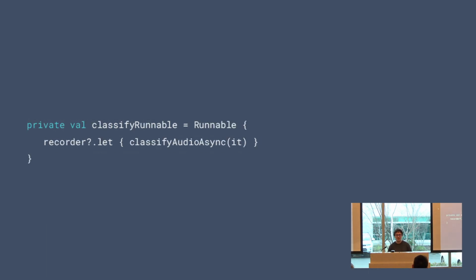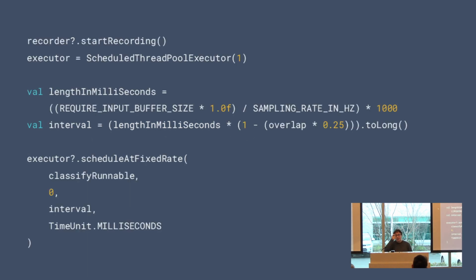And then the next step's a little bland, but it's a runnable that gets passed all the information once classification is ready. And then elsewhere in the code, you can just start your recording and figure out how often classification should run on an executor, along with the amount of overlap. So here I'm just using a static 0.25 for a quarter overlap, but the example images from a few slides ago would have used 0.5 for 50%. I don't have a laser pointer, but you can kind of see it's that overlap times 0.25.